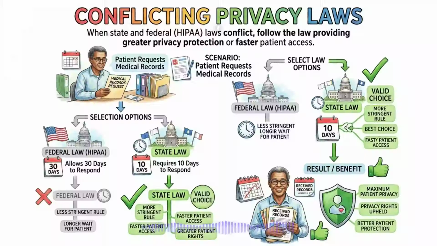Handling conflicting state and federal laws is a scenario you must master perfectly. We discussed state preemption earlier, but advanced questions will give you specific conflicting timelines. If HIPAA allows 30 days to respond to a medical records request, but a new state law says you must respond in 10 days, the 10-day rule automatically applies. Always choose the path that is more stringent and provides greater, faster privacy rights to the patient.